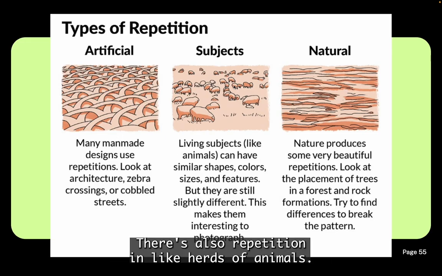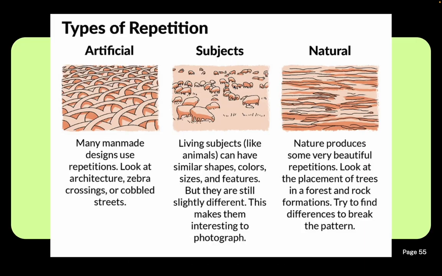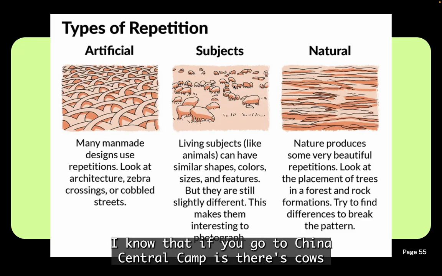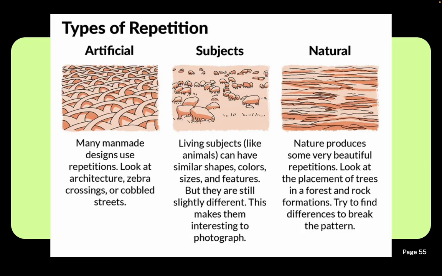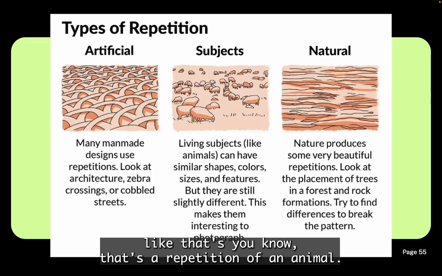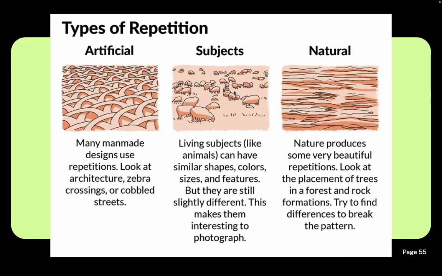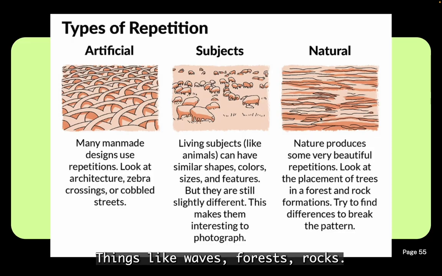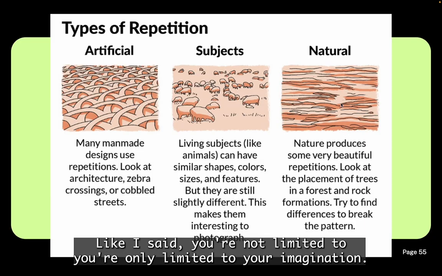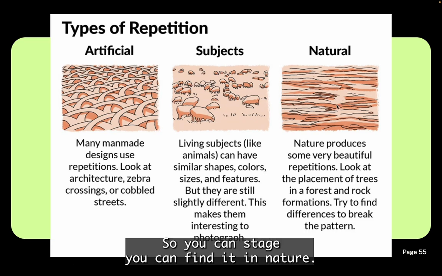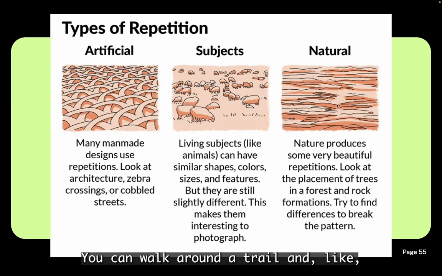There's also repetition in herds of animals. I know that if you go to San Jacinto campus, there's cows. That's a repetition of an animal. Same thing in nature. Things like waves, forests, rocks. Like I said, you're only limited to your imagination. So you can stage it, you can find it in nature. You can walk around a trail and get most of these actually.